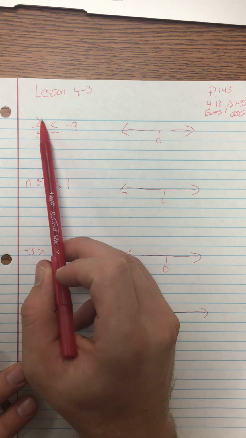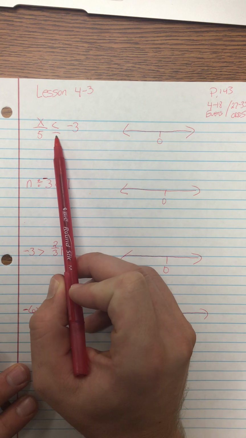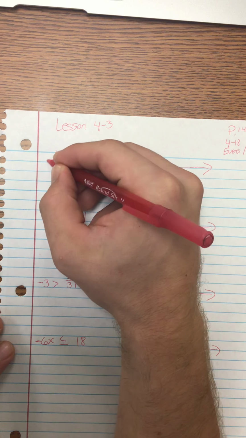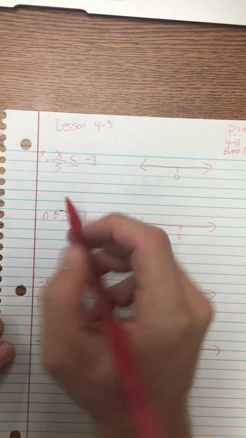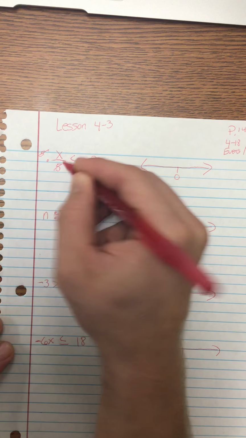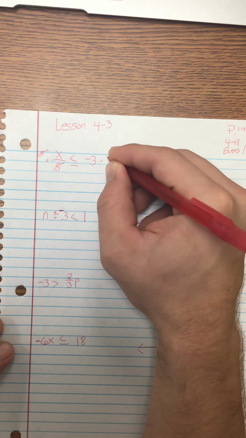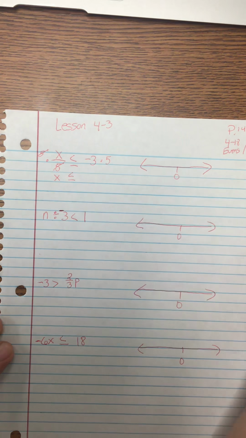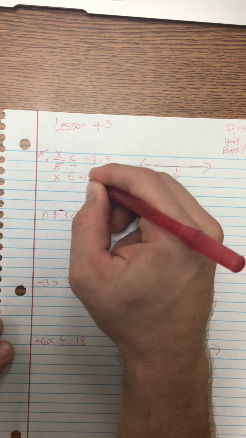So here I have x divided by 5 is less than or equal to negative 3. So the opposite of dividing by 5 is to multiply by 5. So we're still following our rules of solving for the variable. So we need to cross our 5's out because they cross reduce, and if I multiply this side by 5, I need to multiply that side by 5. I'm going to bring down my variable and my inequality. And negative 3 times 5 is negative 15.